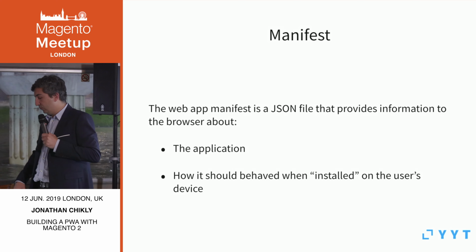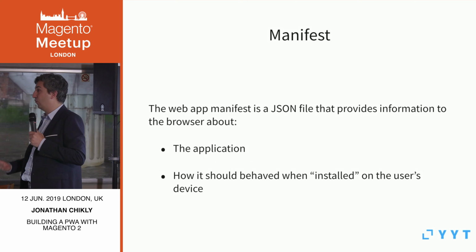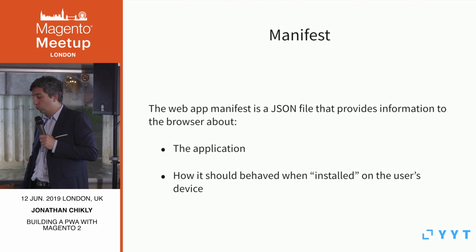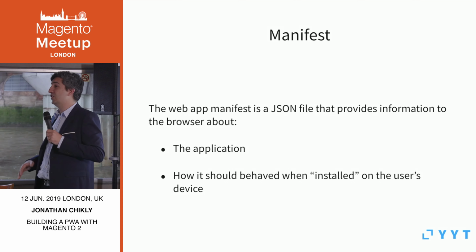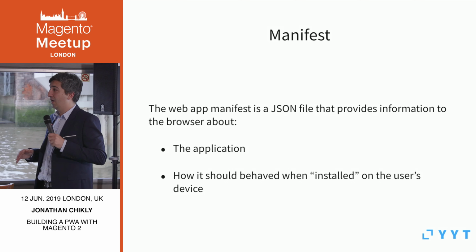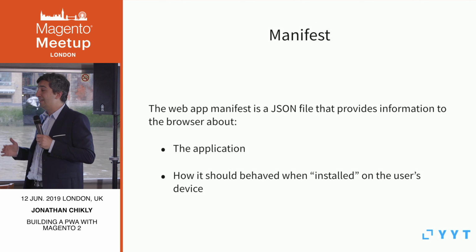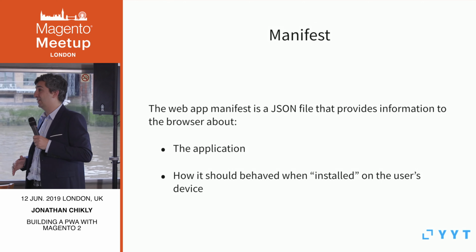So HTTPS we already saw, that is relatively straightforward. For the manifest, which is the second requirement, basically it's a simple JSON file that contains some information about the website and how it should behave when installed on the browser on the user's device.